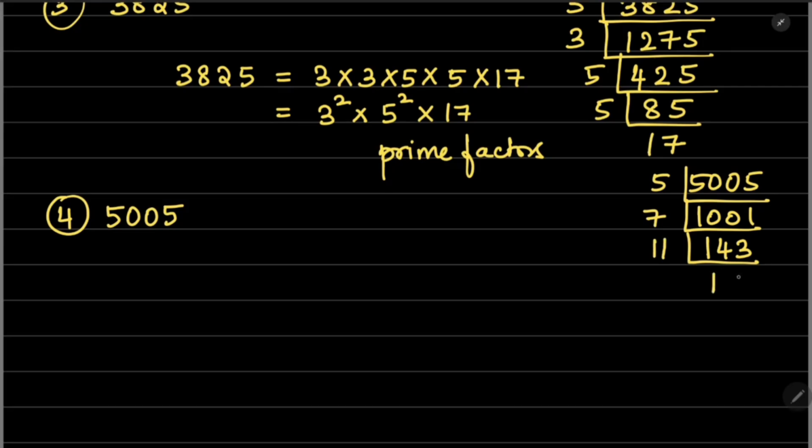So 11 ones are 11, and 11 into 3, 33. Right? Now 13 is a prime number. So this can be expressed as 5 multiplied by 7 multiplied by 11 multiplied by 13. Each of it is unique, right? So this is the answer. So you have expressed it as a product of prime factors.